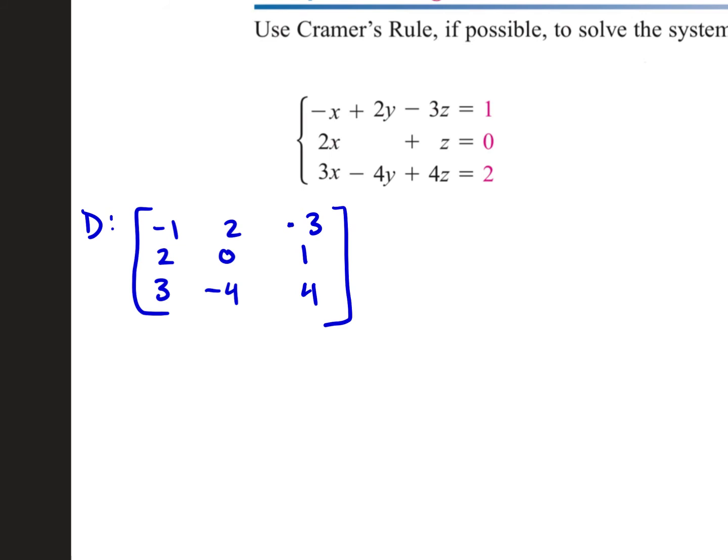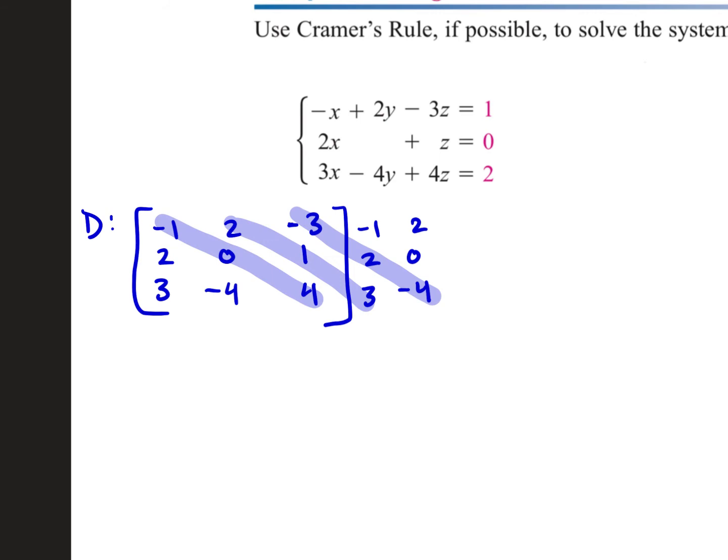Rewrite the first two rows outside. So -1, 2, 3, 2, 0, -4. And to find the determinant, we multiply the majors together. We add the majors multiplied together, and then subtract the minors.